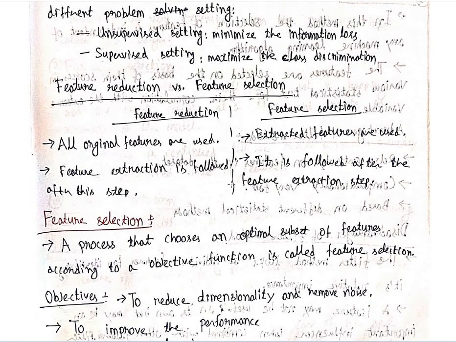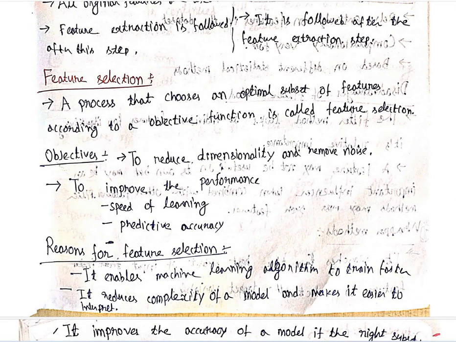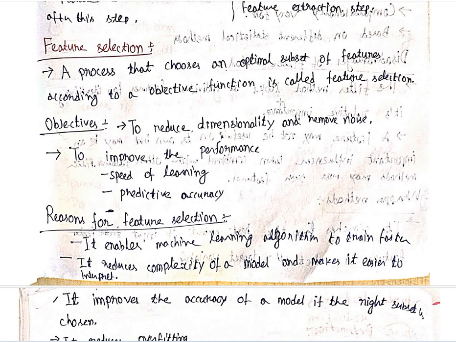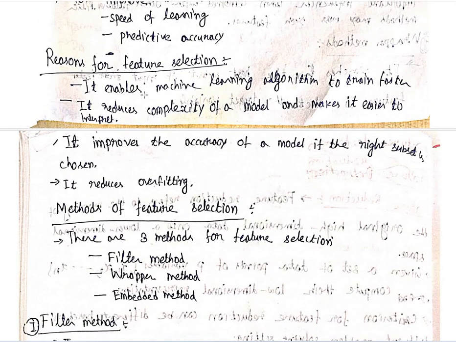So, the difference between feature reduction and feature selection. In feature reduction, all original features are used, and feature extraction is followed after feature reduction only. In feature selection, extracted features are used and it's followed by the feature extraction step. A process that chooses an optimal subset of features according to an objective function is called feature selection. This means that we have extracted the features and we are going to select the necessary features as per our requirement to reduce the dimensionality and to remove noise, so as to improve the performance, speed of learning and accuracy.